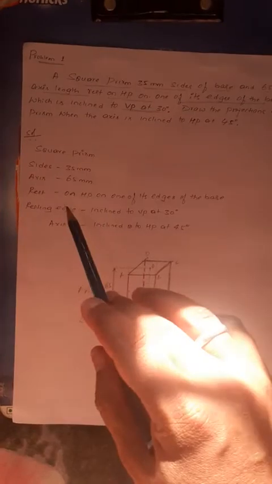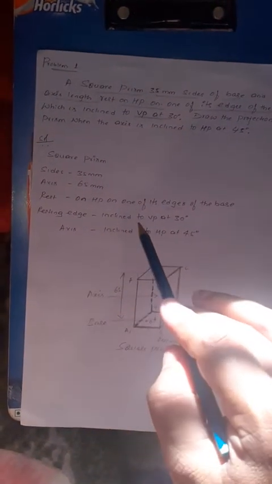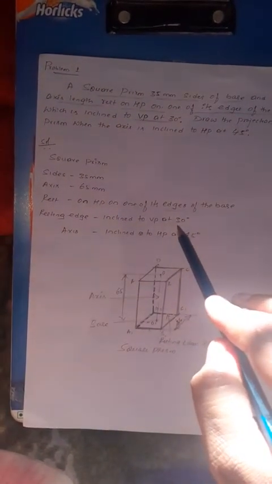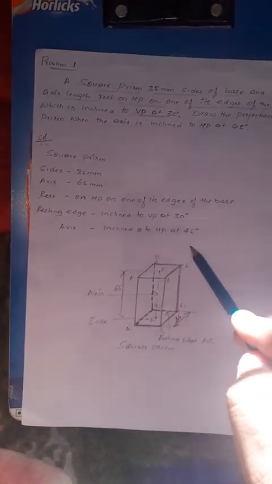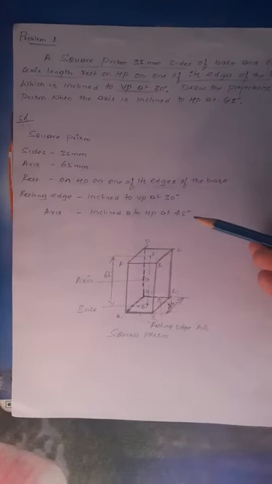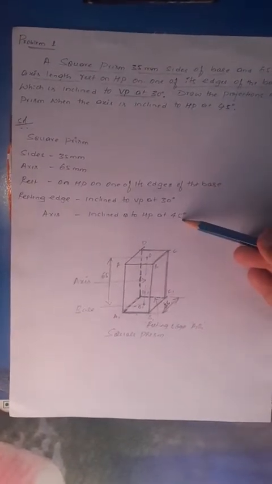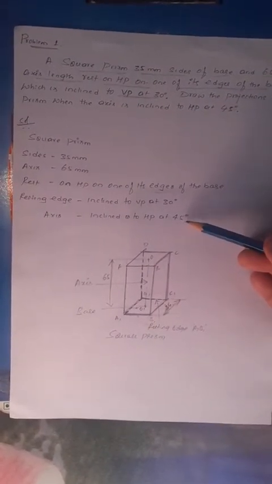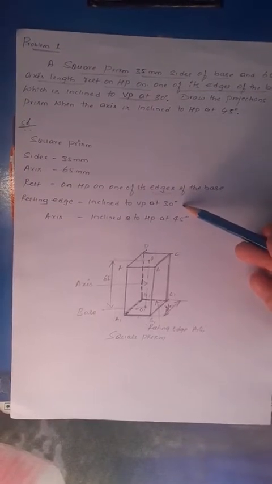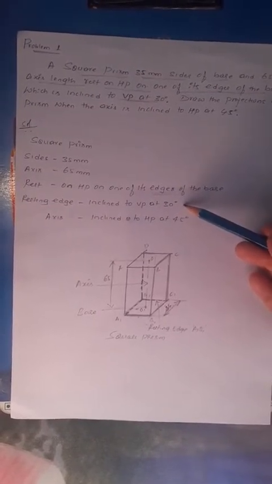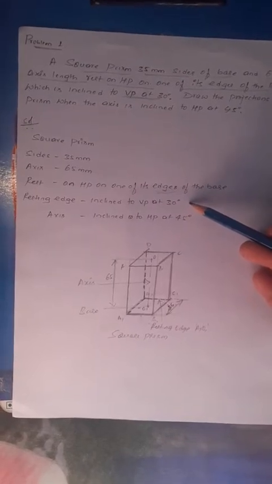Next, the third condition: the resting edge is inclined to VP at 30 degrees and the axis is inclined to HP at 45 degrees. Now which method is this problem? It is the normal method. Don't get confused here. The second position is given, inclined to HP at 45 degrees. In the third position, the resting edge length will not change here. That's why it's a normal method.